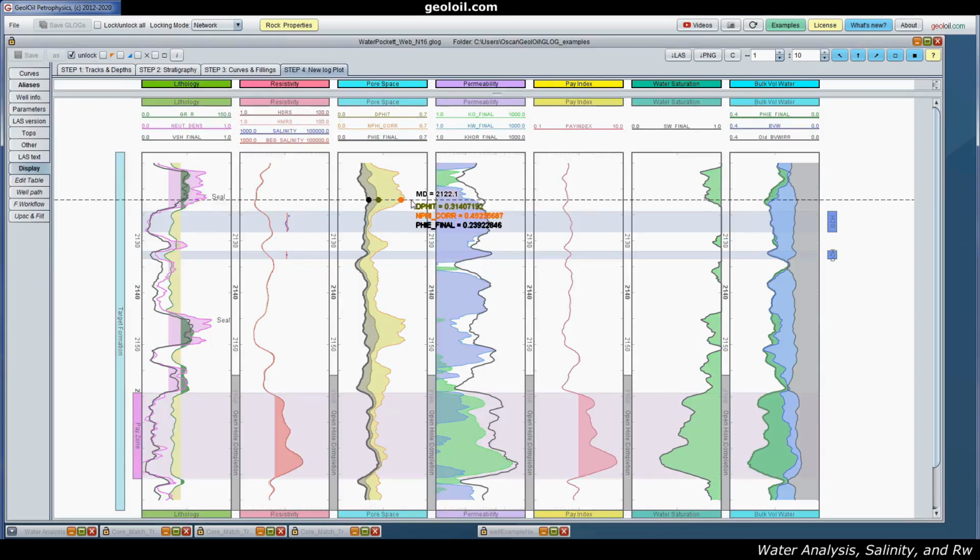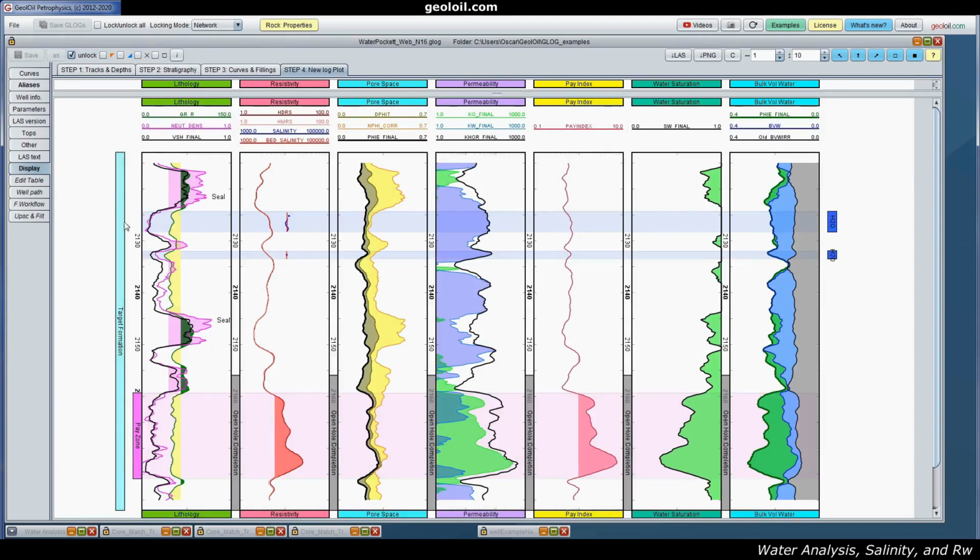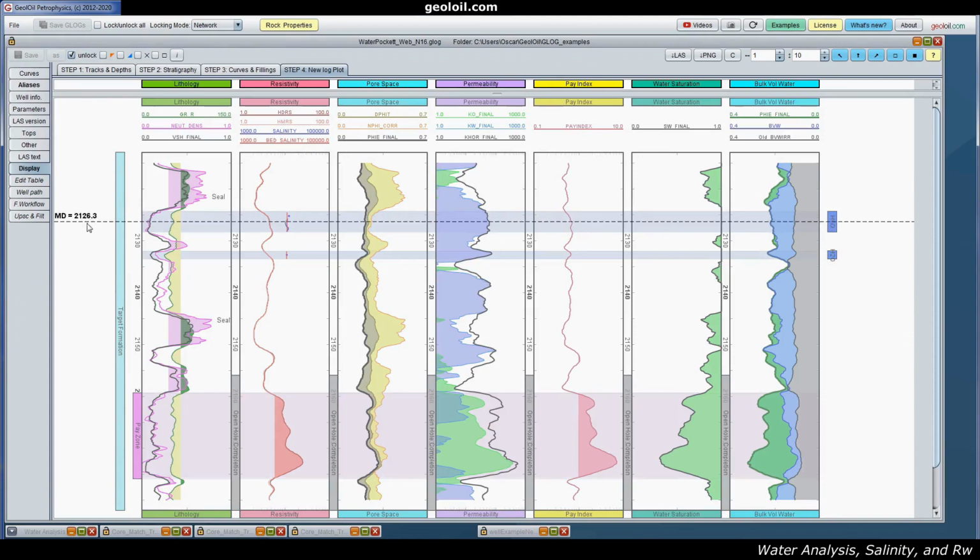You see this filling, this yellow filling, that is the difference from the neutron porosity. It's related to shale. So this is shale, this is shale. In this region, what happens? In this region we have a clean rock, not so clean.